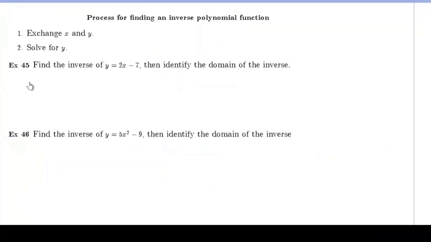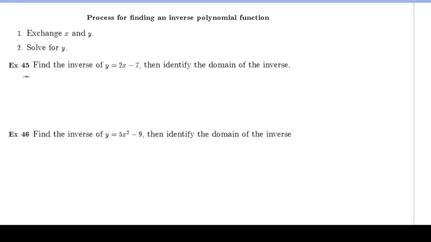To find an inverse polynomial function, this process is pretty straightforward. We're just going to first start off with switching the x and the y variables. We're going to exchange those two, and then we're going to solve the resulting equation for y. So we'll start off with something simple, a linear function, which means our inverse should also be a linear function. So we're going to switch x and y here.